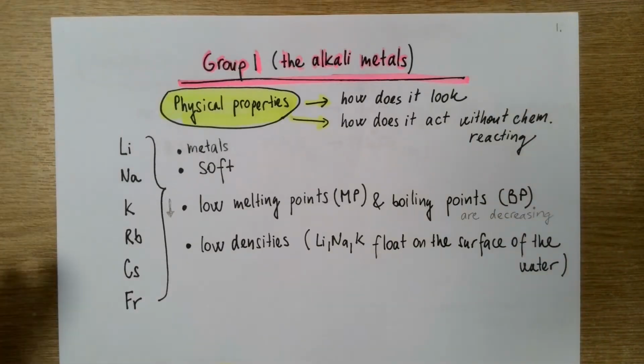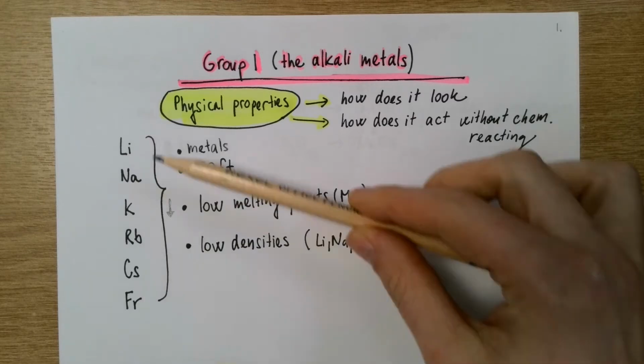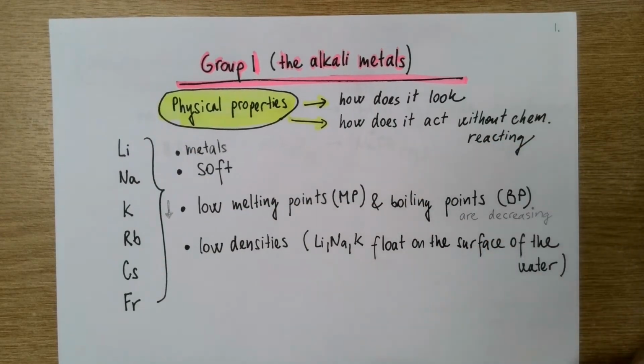Okay, so all of them, they're metals, they're soft, you can cut them through with a knife. And as you're going down the group, the melting points and boiling points are decreasing. They are low in densities. Actually, the first three have lower density than water, and then float on the surface of the water.